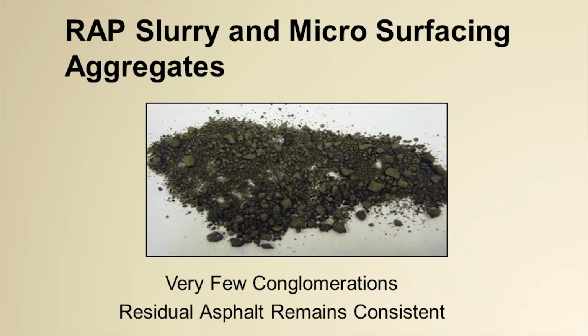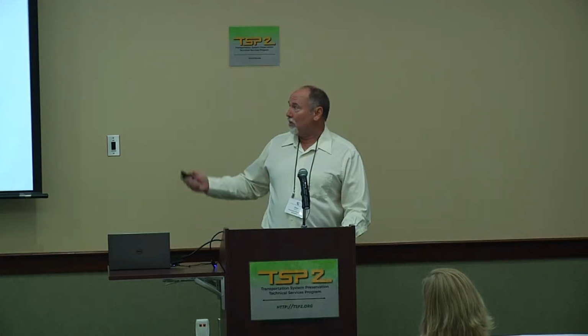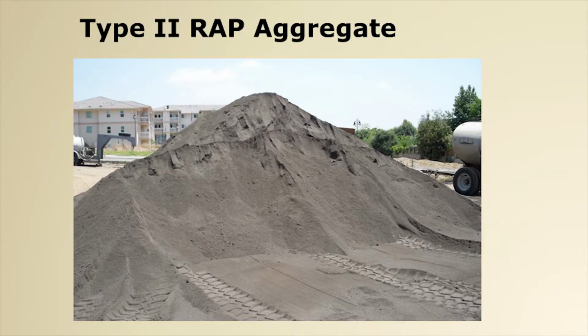And you can see it. This is magnified so those particles aren't as big as they look on the screen. It's about a number 4 minus. But you don't get a lot of individual conglomerations. It's mostly just small aggregate sources. And the residual asphalt remains constant. So you can see the type 2 aggregate pit out on the road.